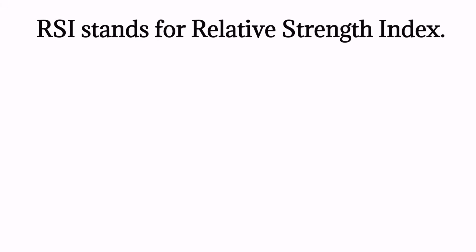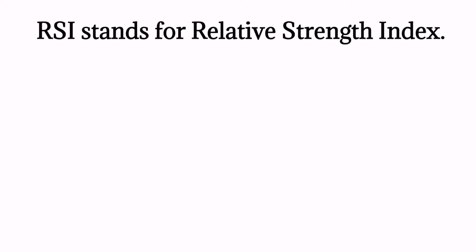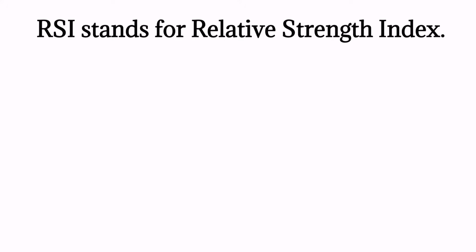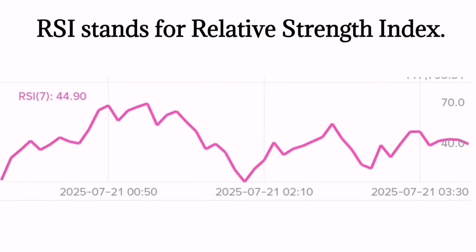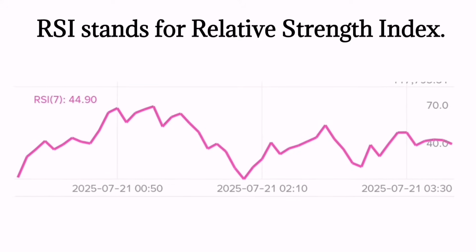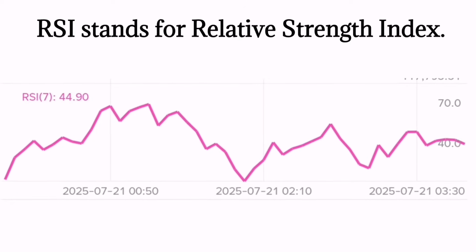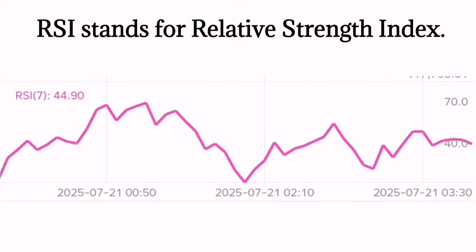RSI stands for Relative Strength Index. It's a momentum oscillator that measures the speed and change of price movements on a scale of 0 to 100. By default, RSI uses 14 periods to calculate whether an asset is overbought or oversold. RSI above 70 usually means overbought, a potential reversal or pullback zone. RSI below 30 usually means oversold, a potential bounce or buying opportunity. But that's not all. RSI can do a lot more than just show overbought or oversold conditions.